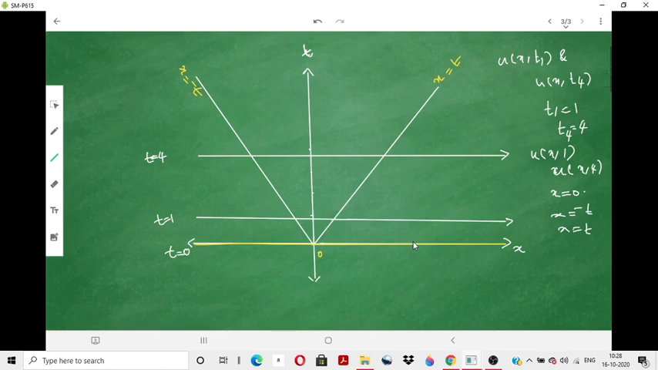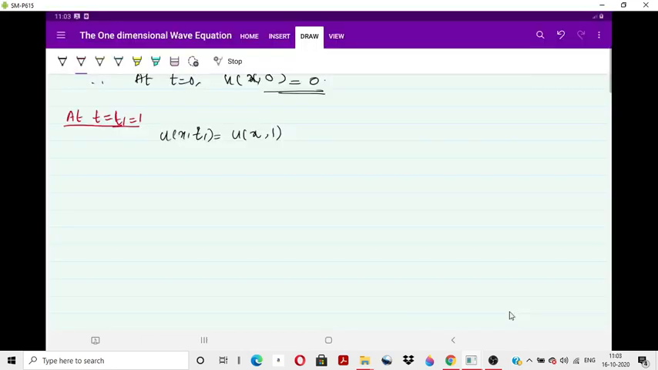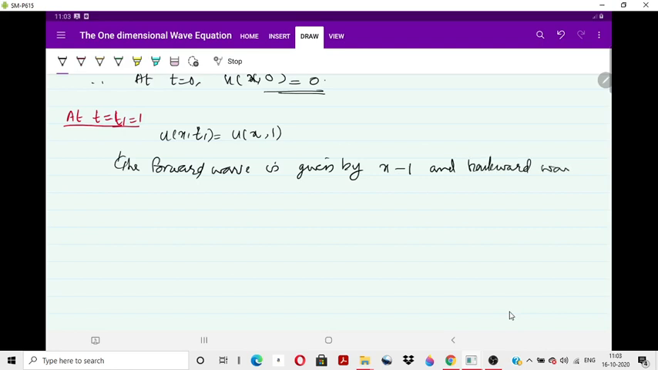Now we need to find the function at the time t equal to 1. At t equal to t1, that is equal to 1, the forward wave is given by x minus t, that is x minus 1, and the backward wave is x plus 1.